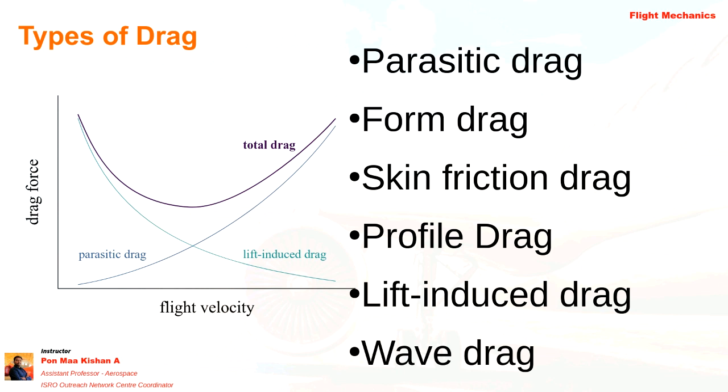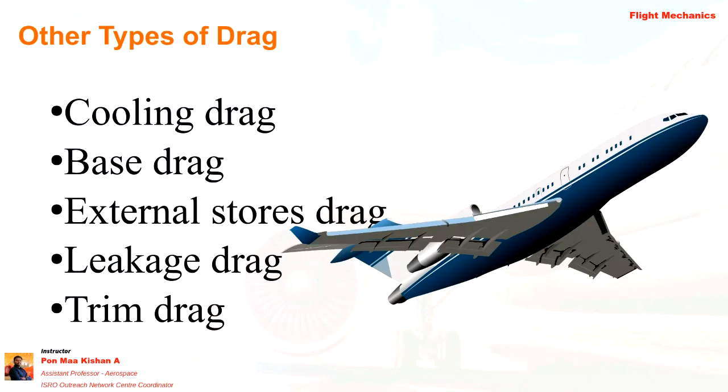Primary drags: parasite drag, form drag, skin friction drag, profile drag, lift induced drag, wave drag. You might have studied and seen this graph also, velocity with drag force. So I'm not going to explain that right now. I'm just going for the secondary drag. In the secondary drag, we have cooling drag, base drag, external stress drag, leakage drag, and trim drag. Okay, including interference drag also, which I have explained to you guys now. Apart from that, cooling drag, base drag, external drag, leakage drag, and trim drag, A, B, C in this picture.